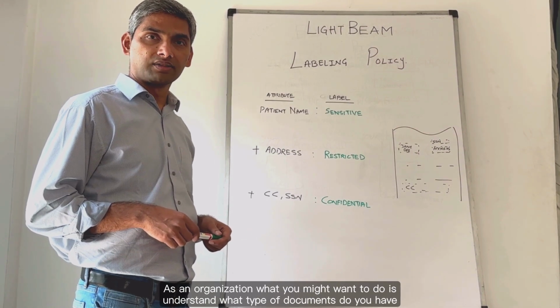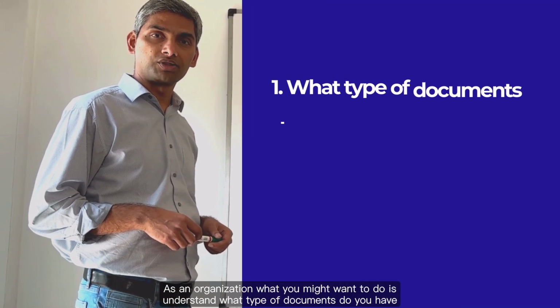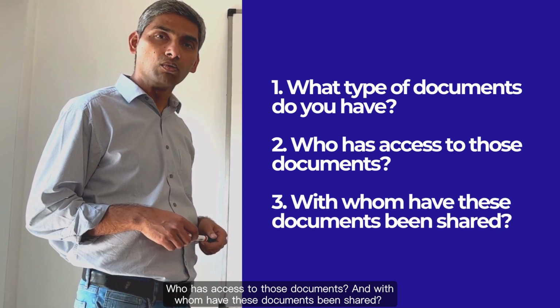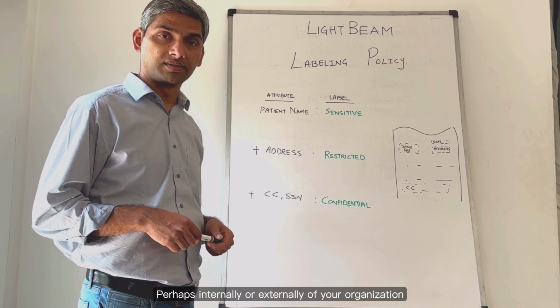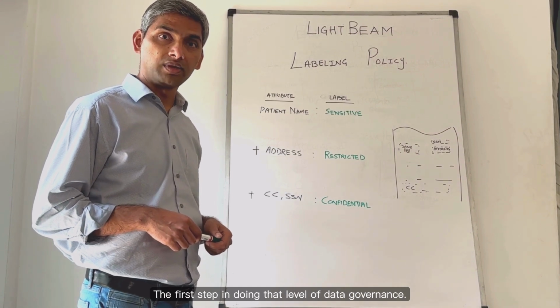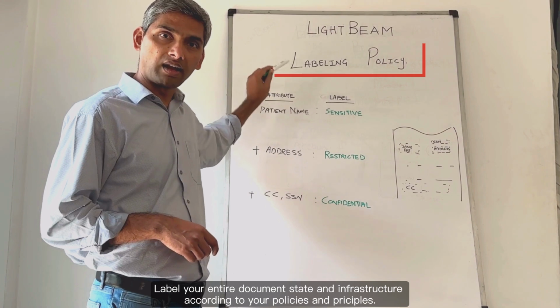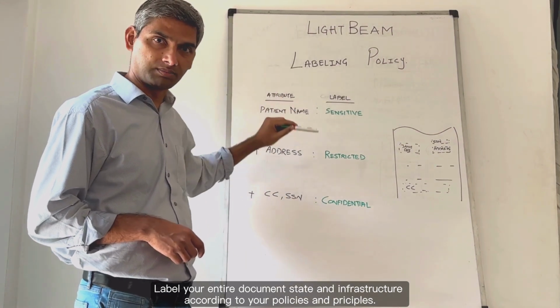As an organization, what you might want to do is to understand what type of documents do you have, who has access to those documents, and with whom have these documents been shared, perhaps internally or externally of your organization. The first step in doing that level of data governance is to label your entire document estate and infrastructure according to your policies and principles.